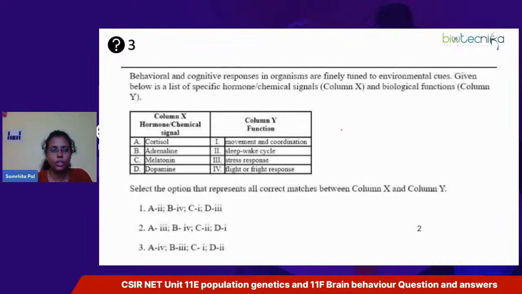Okay, very good. So the correct answer is option 2. Very good. Okay, so we have cortisol. Cortisol is involved in stress response, right? Cortisol is involved in stress response. Adrenaline is definitely fight or flight.